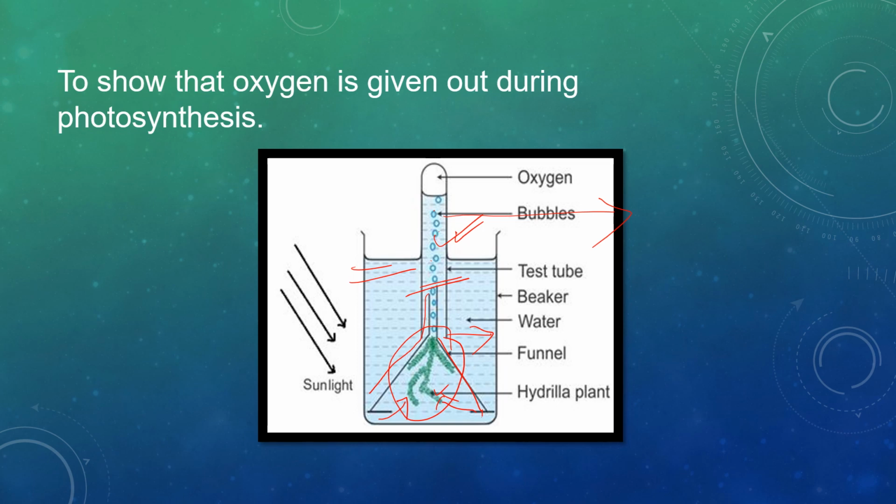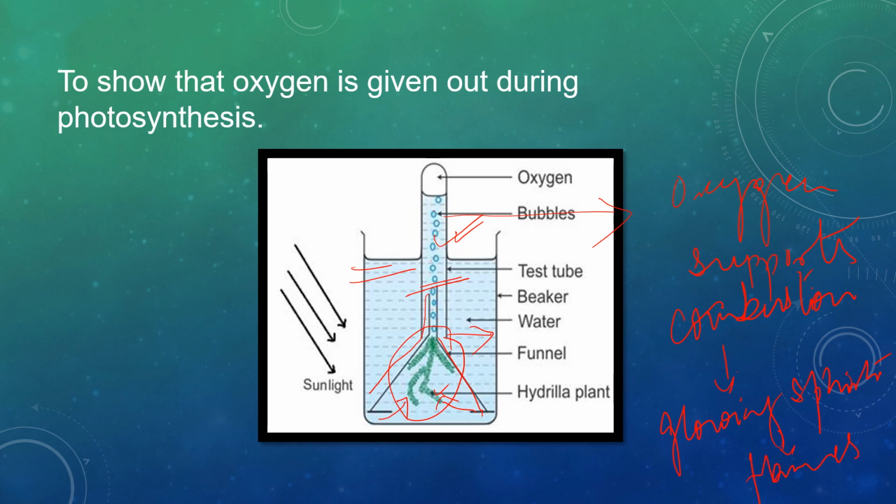So which gas supports combustion? That is oxygen. Okay. So we know that oxygen supports combustion. So for that reason only, if we insert a glowing splinter, it bursts into flame. So if a glowing splinter is introduced, it bursts into flames.